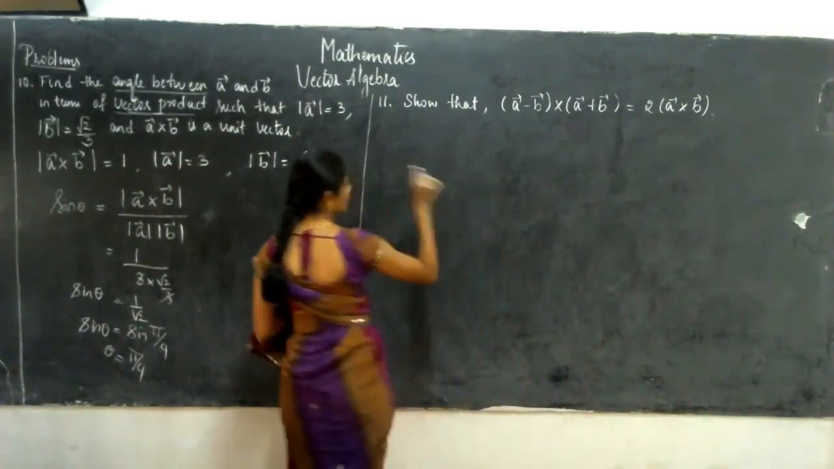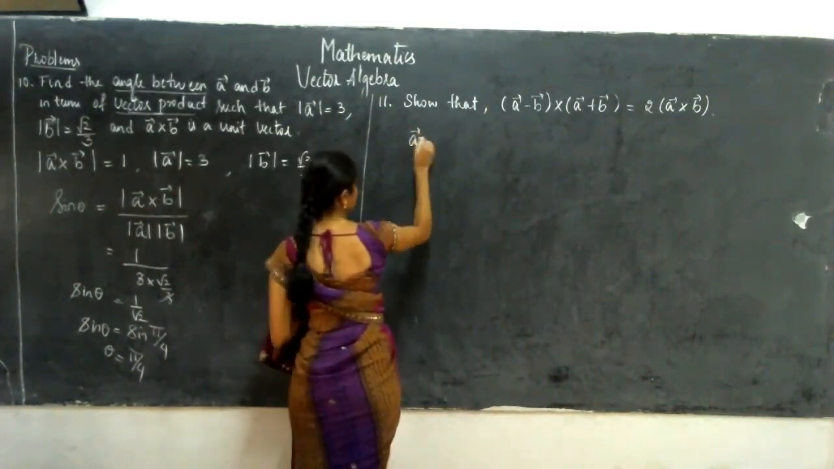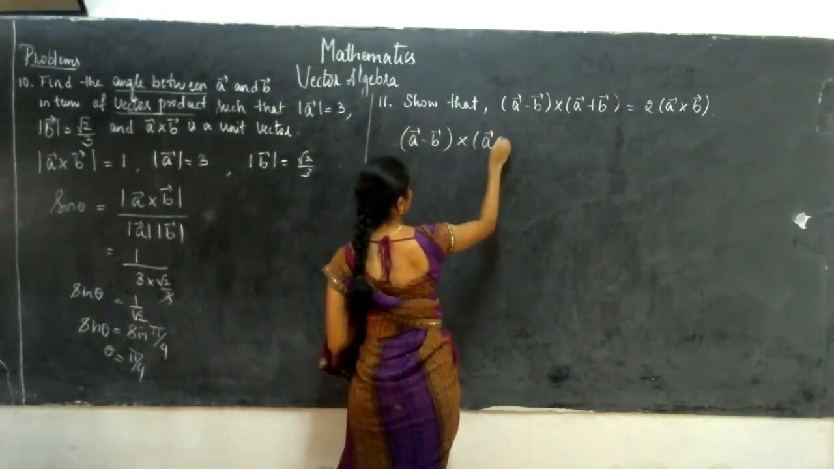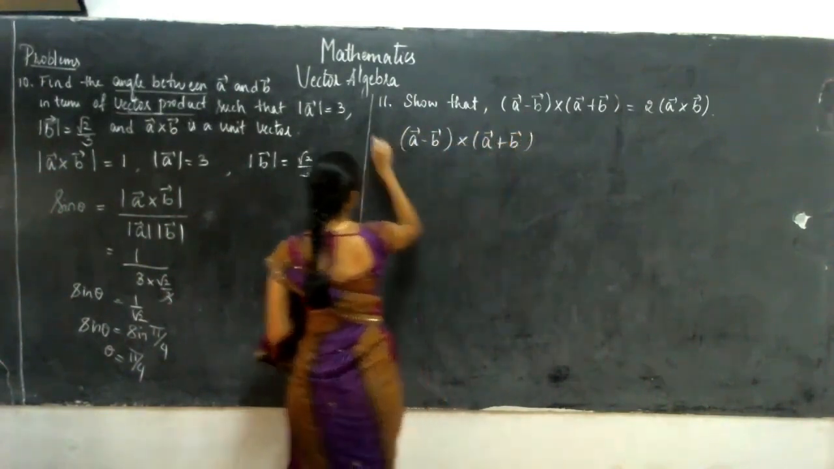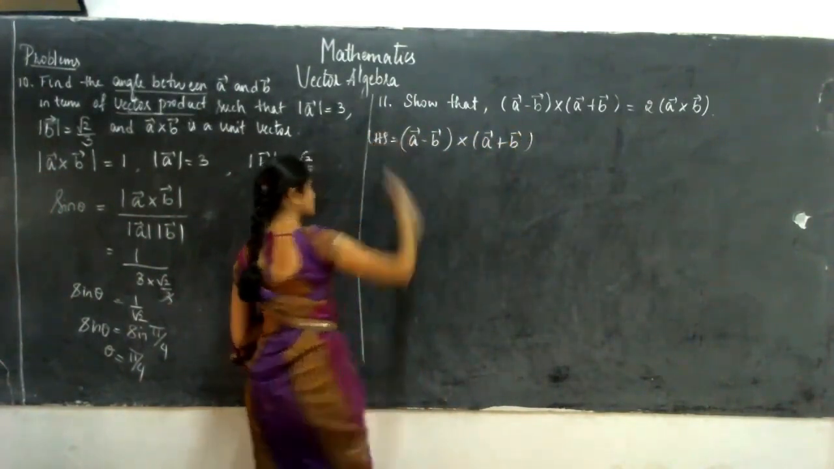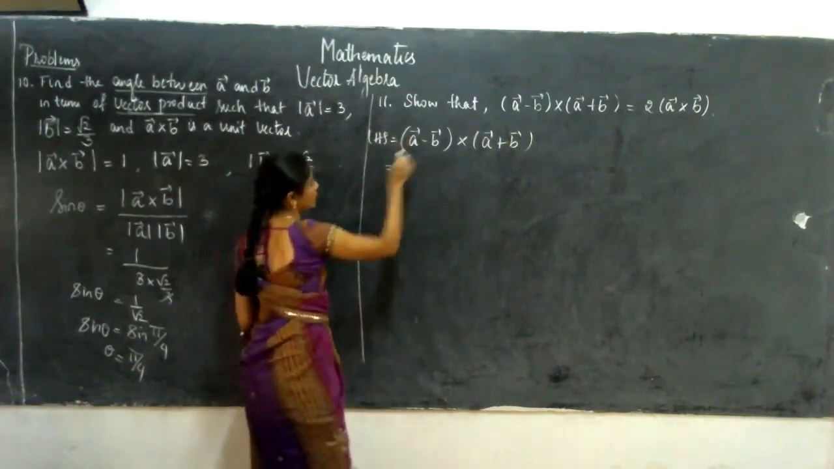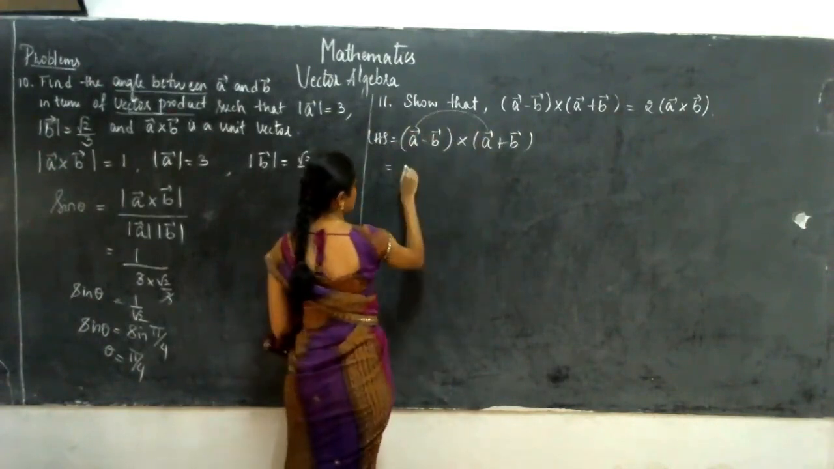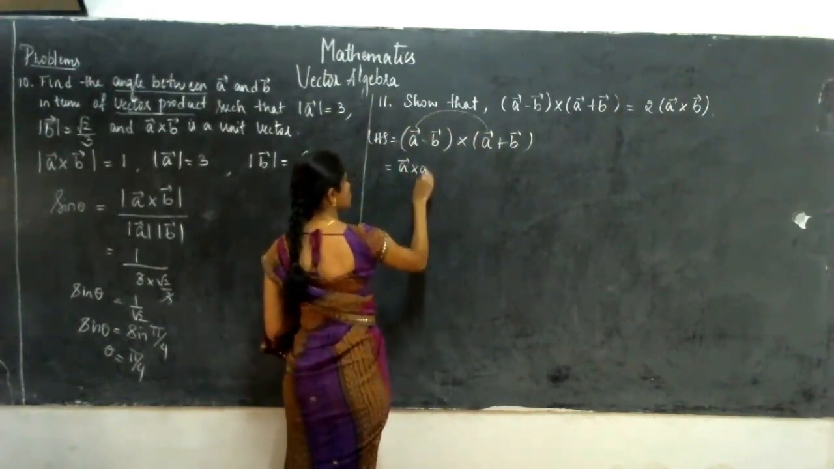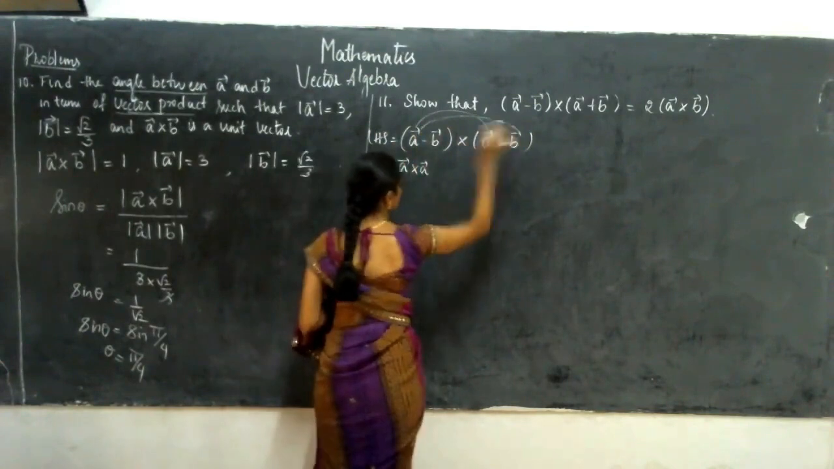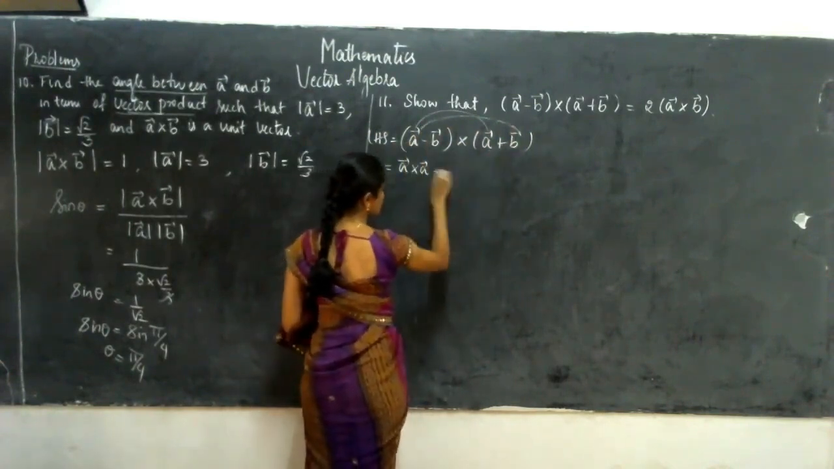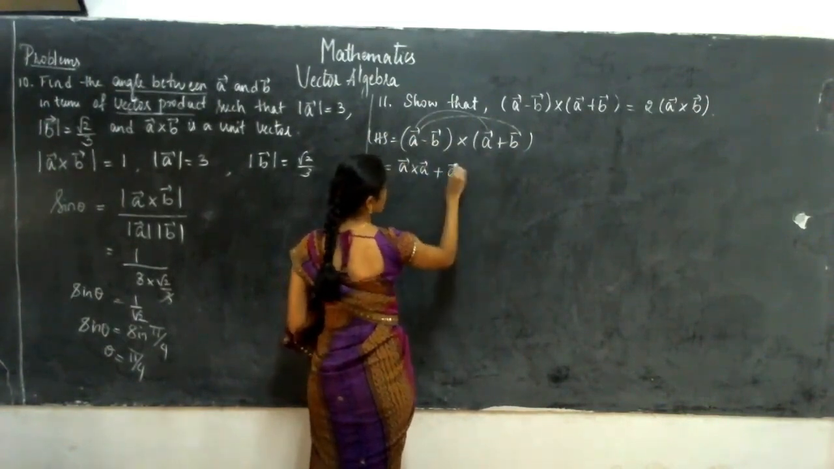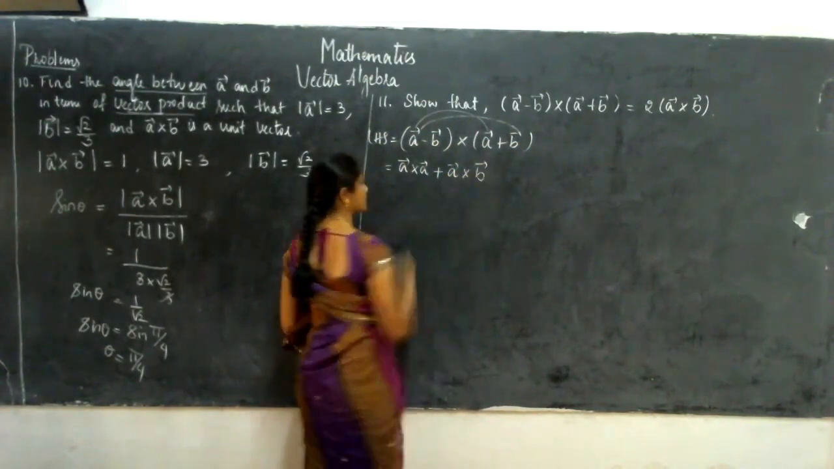So let us consider the LHS here. That is vector A minus vector B cross vector A plus vector B. So we have considered the LHS. Let us find the product. First, I am finding the product between A and A, so vector A cross vector A. Next, plus into plus is plus, vector A cross vector B.